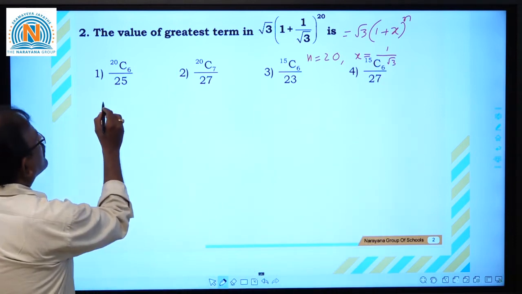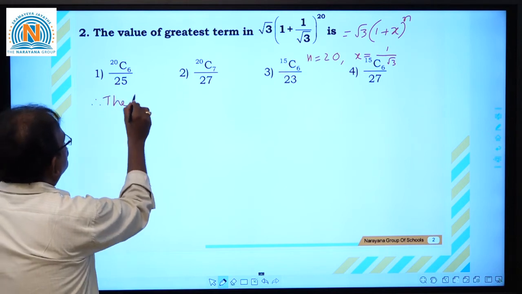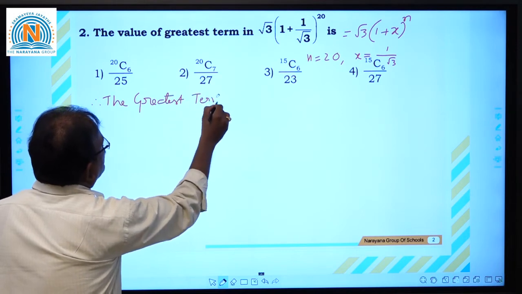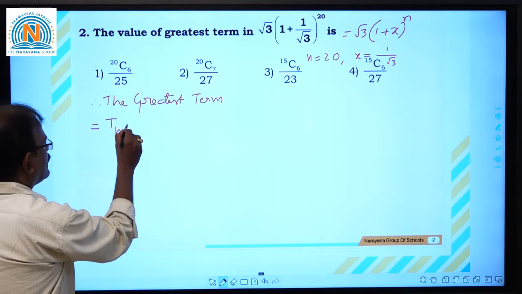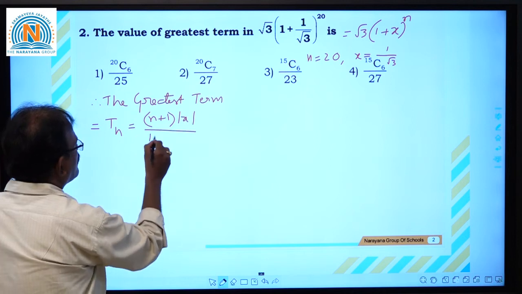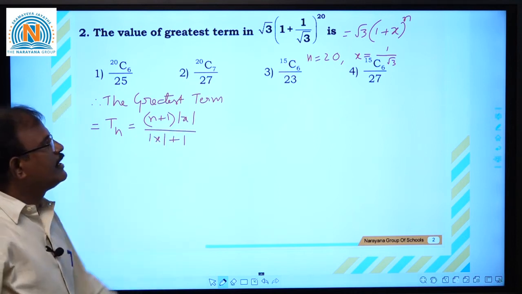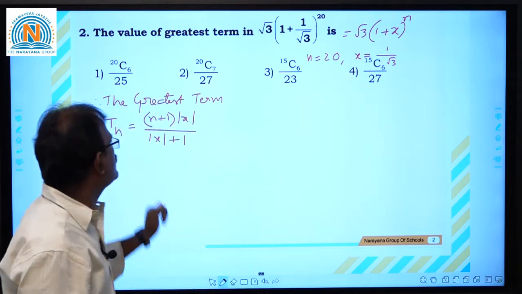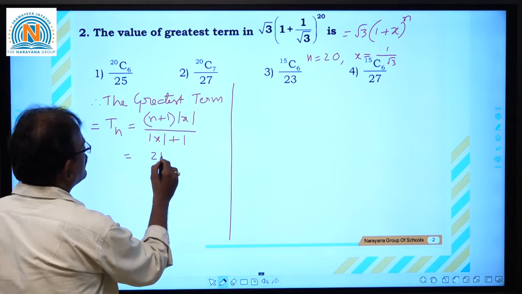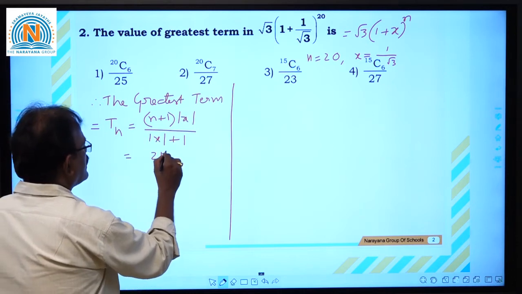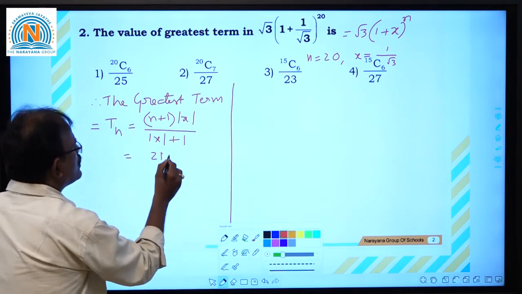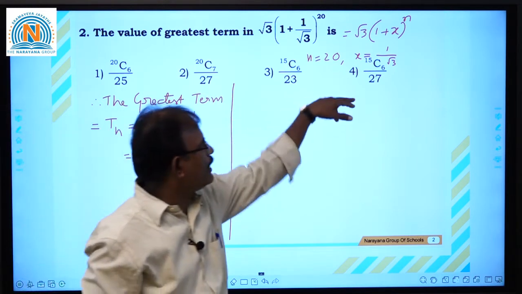Then generally the greatest term is Tn, that is equal to (n+1) into modulus of x by (modulus of x + 1). Here n is equal to 20, x is equal to 1 by root 3. If you substitute here, this is 20+1, 21, into the x value, which becomes 1 by root 3.